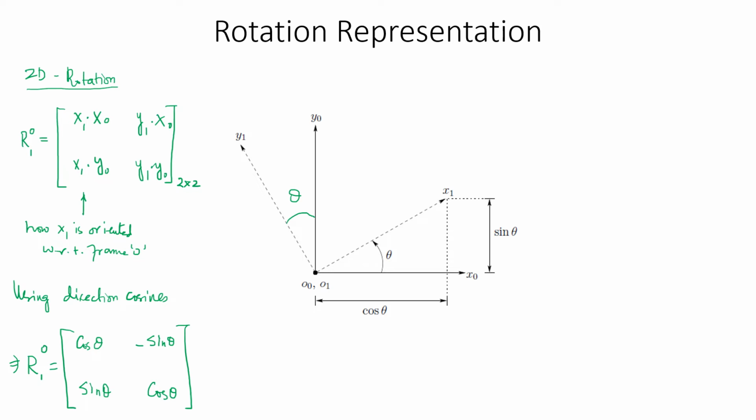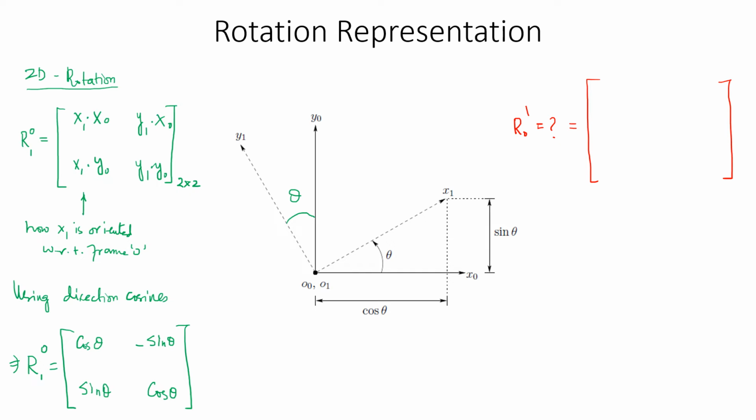What about if I'm interested in not R10 but R01? What about that? What does that mean? It means that I'm interested in how frame 0 is oriented with respect to the first frame. So this is kind of the inverse of R10. So in terms of how we are going to structure it, this is going to remain still following the same procedure that we have defined earlier.